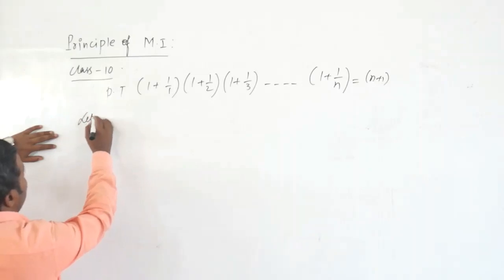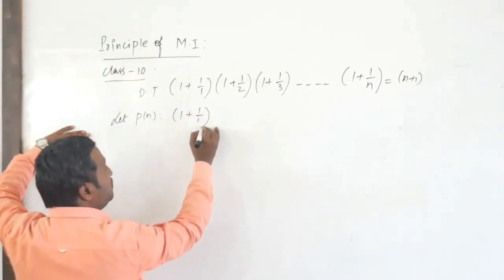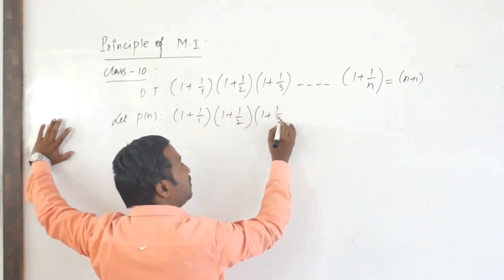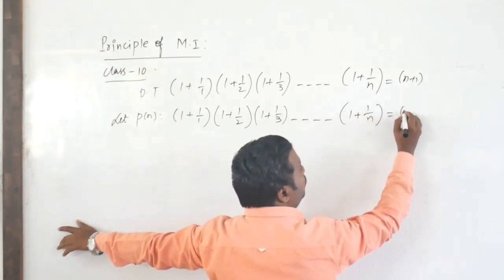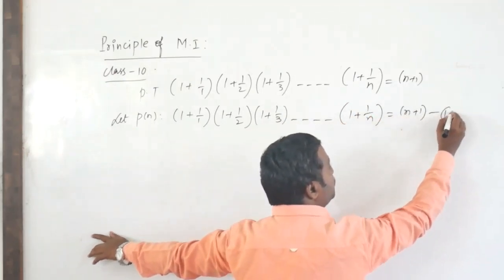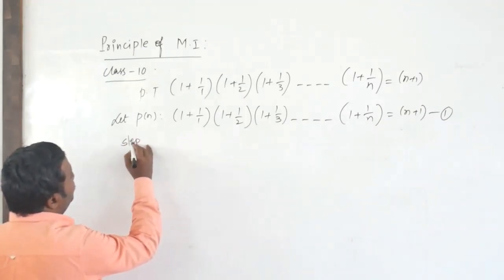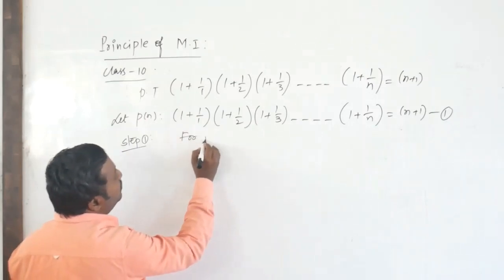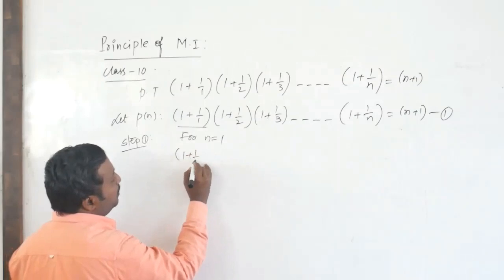Let us take this as P of n. P of n is 1 plus 1 by 1 into bracket 1 plus 1 by 2 into bracket 1 plus 1 by 3 and so on into bracket 1 plus 1 by n is equal to n plus 1. Let us take this as 1. So we have to keep multiplying. Step 1. What should we do in the first step? For n equal to 1, take it. n equal to 1 means only the first term. So 1 plus 1 by 1.